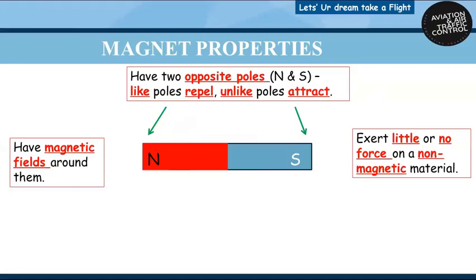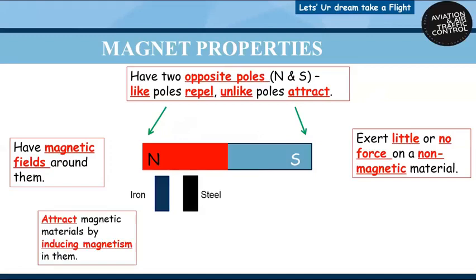Magnets exert no force on a non-magnetic material. A magnet attracts other magnetic materials by inducing magnetism in them. The piece of magnetic material behaves as a magnet so long as it is kept near or in contact with a magnet. This type of magnetism is called induced magnetism. The process in which a piece of magnetic material acquires magnetic properties temporarily in the presence of another magnet is called magnetic induction.